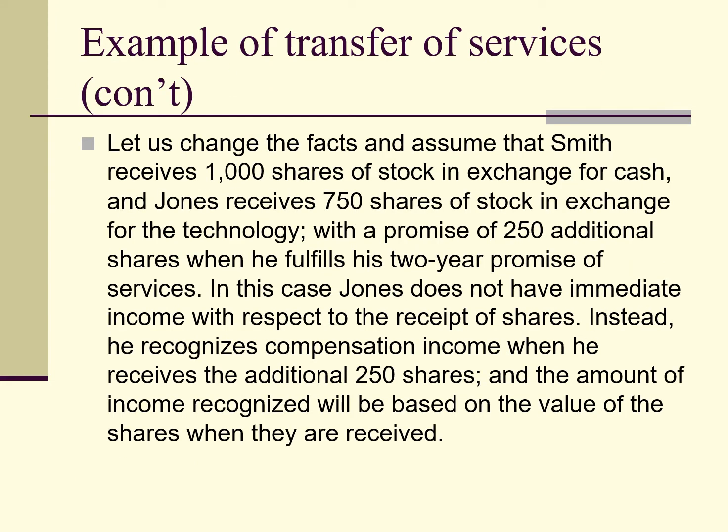Let us change the facts and assume that Smith receives 1,000 shares of stock in exchange for cash, and Jones receives 750 shares of stock in exchange for the technology, with a promise of 250 additional shares when he fulfills his 2-year promise of services. In this case, Jones does not have immediate income with respect to the receipt of shares. Instead, he recognizes compensation income when he receives the additional 250 shares, and the amount of the income recognized will be based on the value of the shares when they are received.